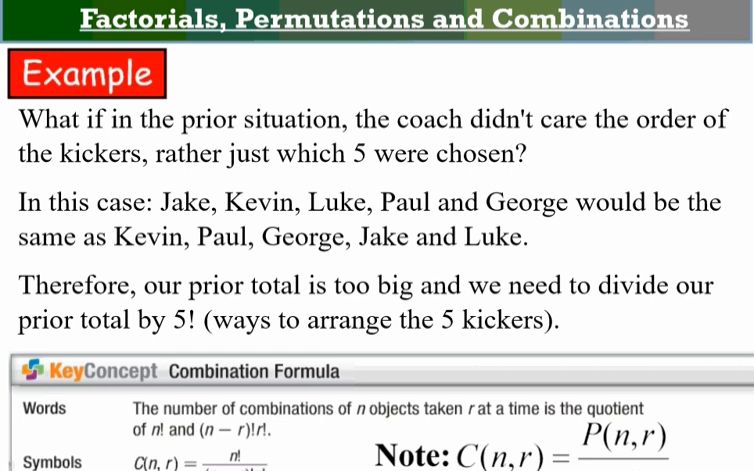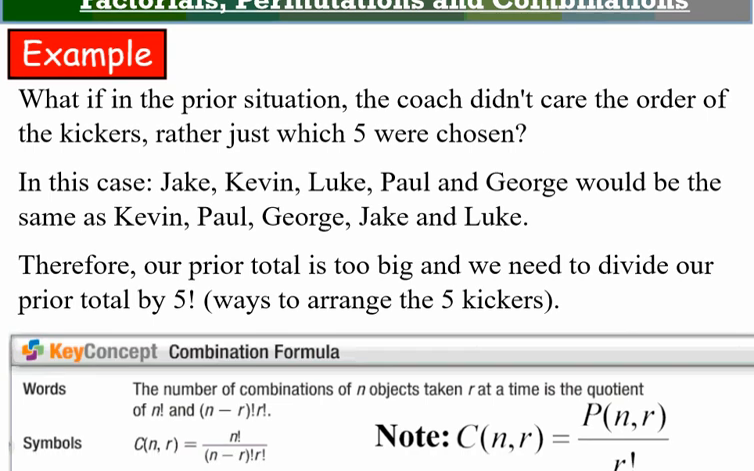Last kind of topic that we'll consider is, what if in the prior situation the coach didn't care about the order of the kickers, but rather just which 5 were chosen? So let's say that Jake, Kevin, Luke, Paul, and George were selected. Well, if the order doesn't matter, then that's the same as Kevin, Paul, George, Jake, and Luke. So therefore, our prior total is too big. We need to divide out our prior total by 5 factorial, because that means there's 5 ways to rearrange the 5 kickers. And because I considered them unique before, I've overcounted them.